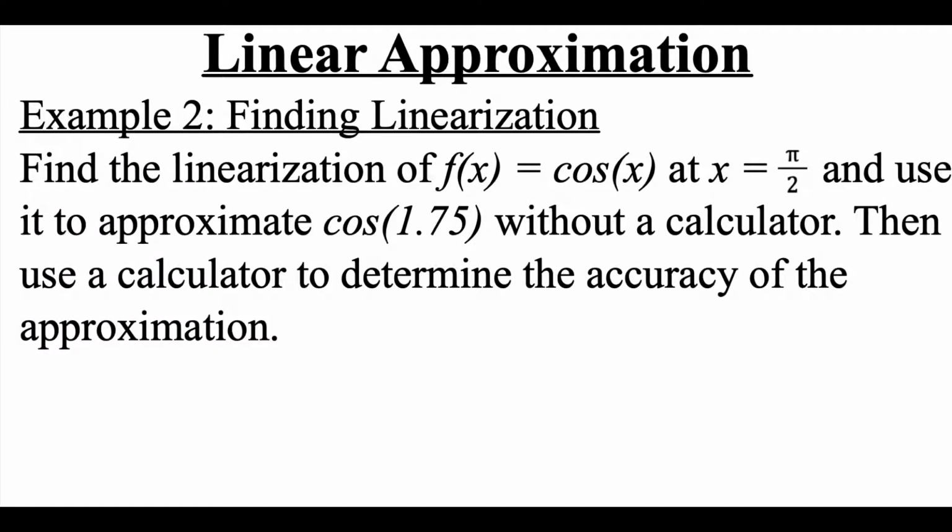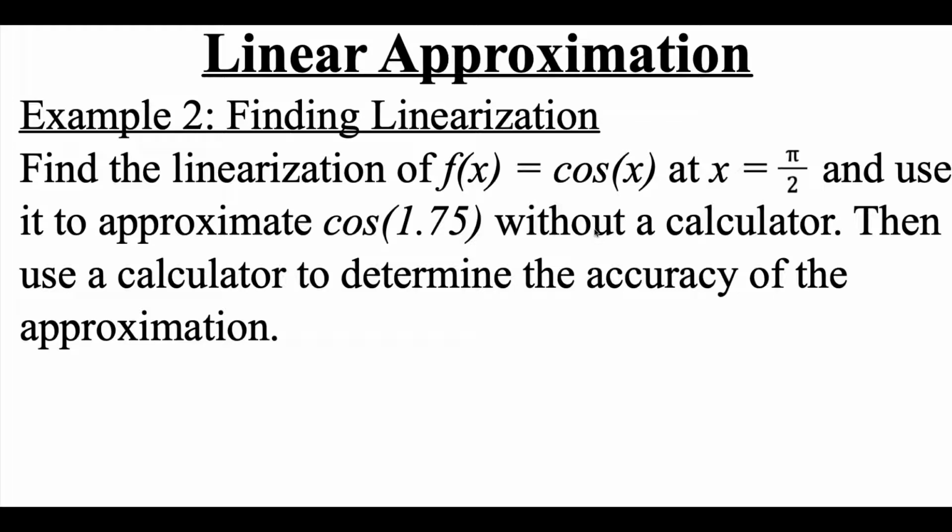Taking a look at this example, we're doing more linearization, but now we're using some trig. So the function we want to look at is the cosine of x at an x value of pi over 2, and we want to use the linearization there to approximate the cosine of 1.75 without using a calculator. And then just like we did on the last one, after we get our approximation, we will use our calculator to help us determine how accurate that approximation was.